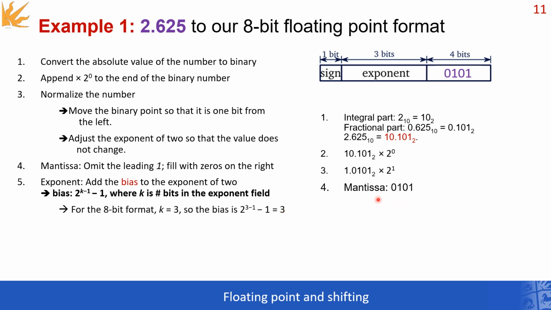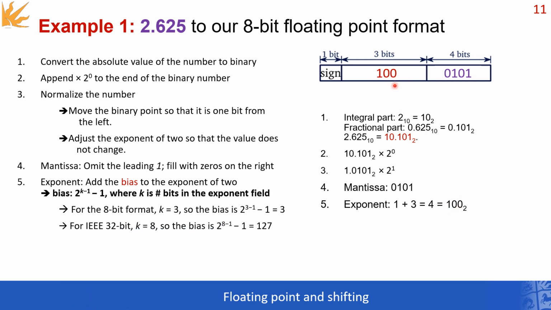If you've done that, then computing the exponent is very easy. You just take the exponent from the previous step, which is 1, and you add 3. The result, you convert it to binary, and here you got your exponent. Now, for the IEEE 32-bit standard, we use 8 bits, therefore the bias in this case is 127.